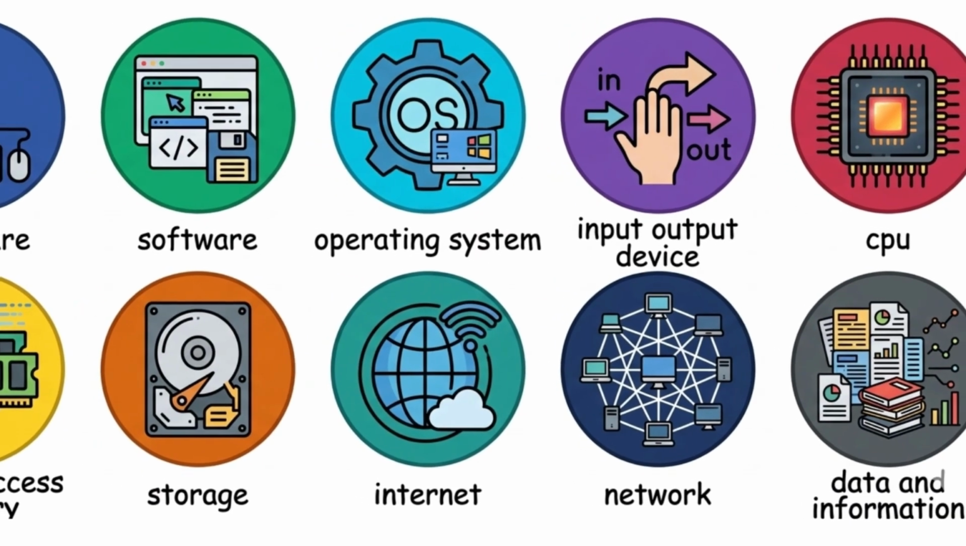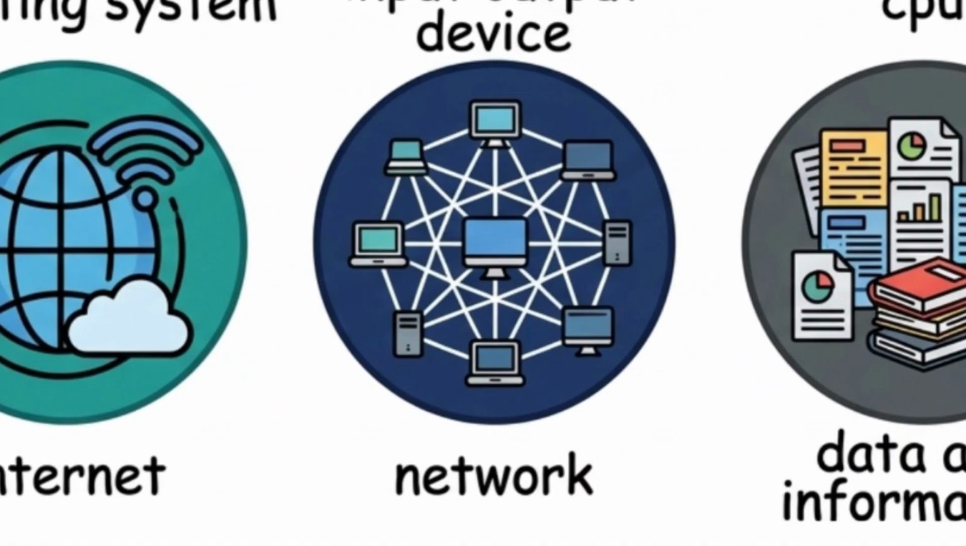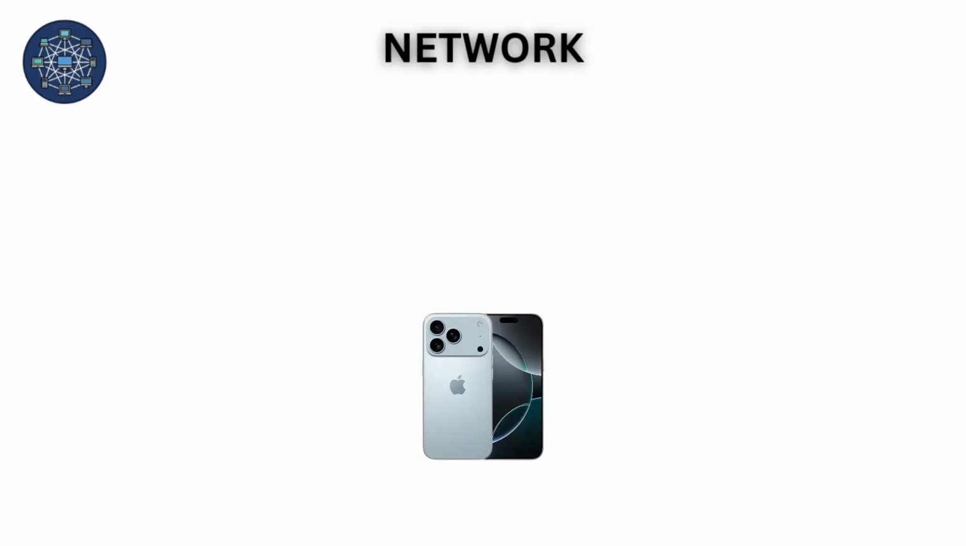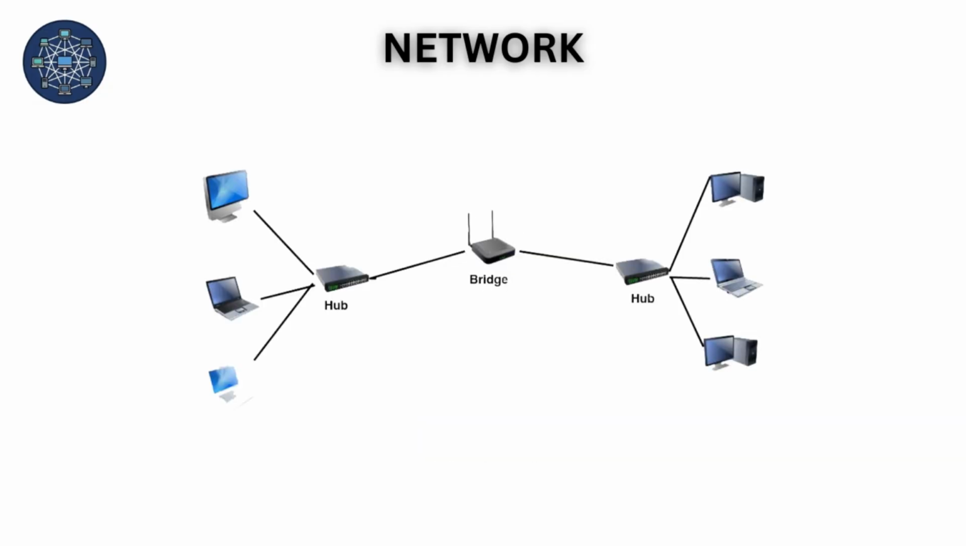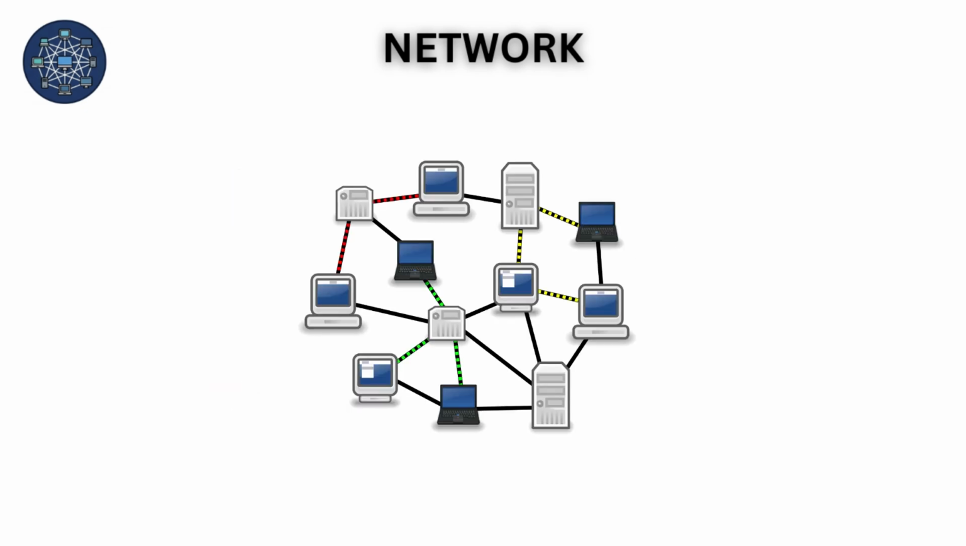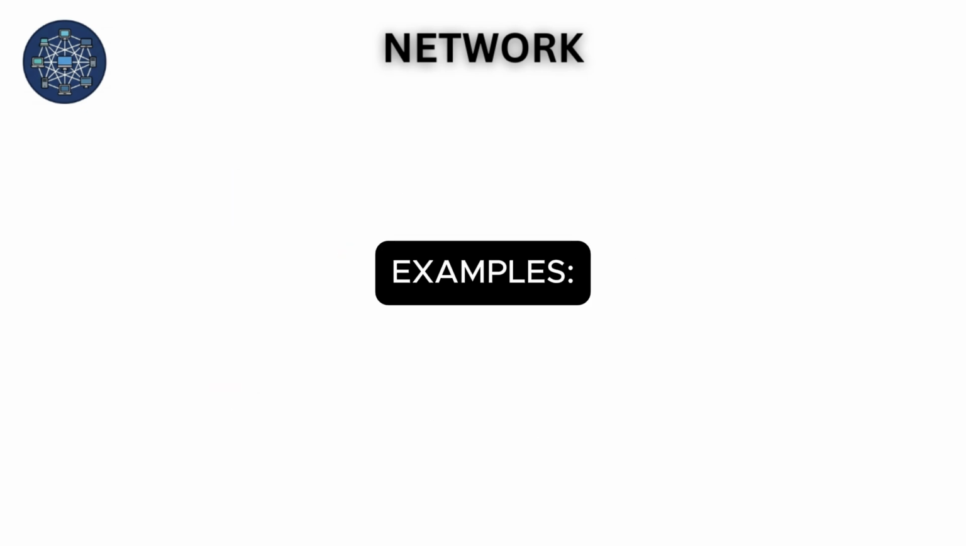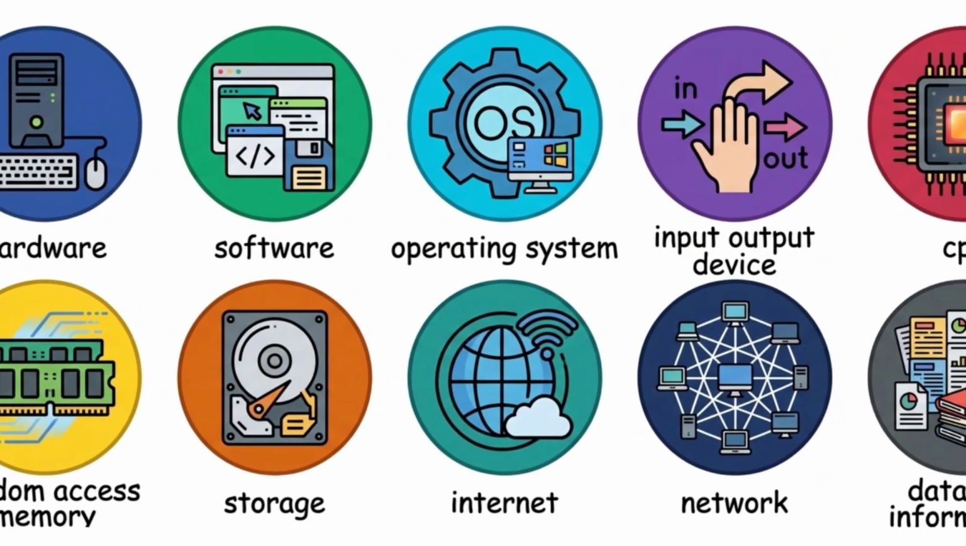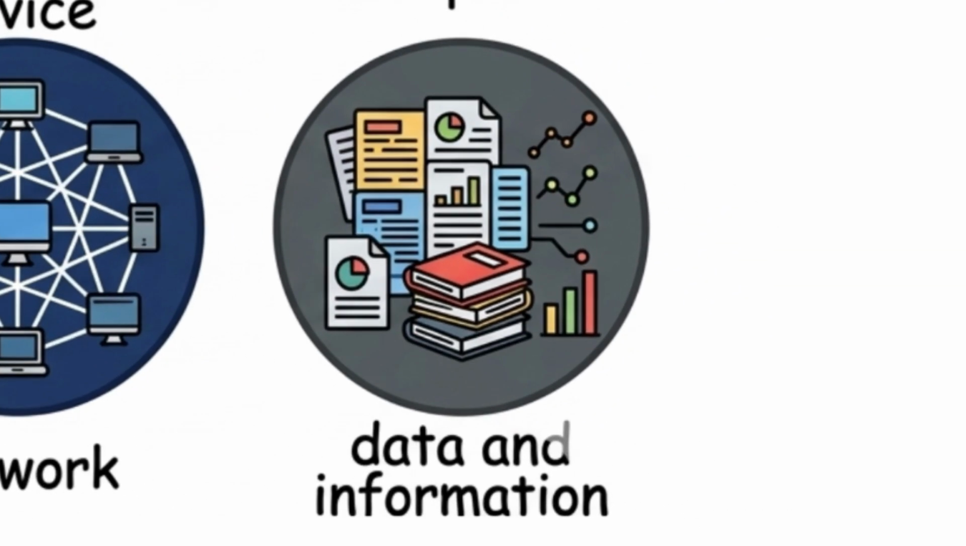Closely related to the Internet is the concept of a network. A network is a group of connected devices that share information and resources. Examples include home Wi-Fi networks, school computer networks, and office networks. A network can exist without being connected to the Internet. For example, computers in a school laboratory can share files with each other through a local network, even if the Internet connection is unavailable.